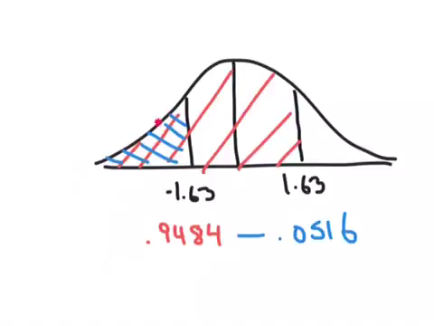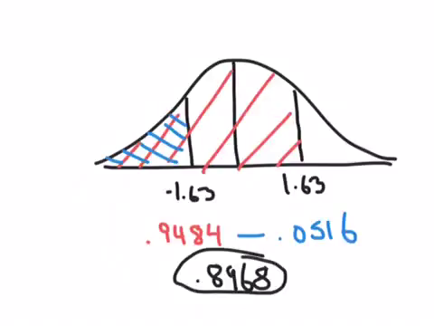So if we take this part away, we end up with just the part that's between those two boundaries, and it turns out to be 0.8968. So, what do we conclude based on this situation? If we took a sample of 1,500 college students, we would have close to a 90% chance that the percentage would be between 33% and 37%.